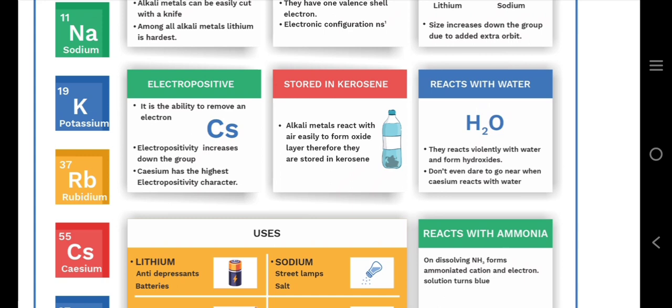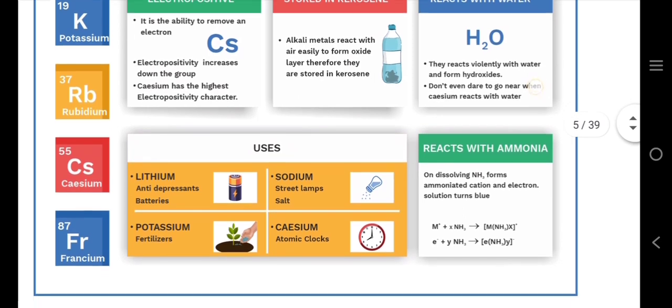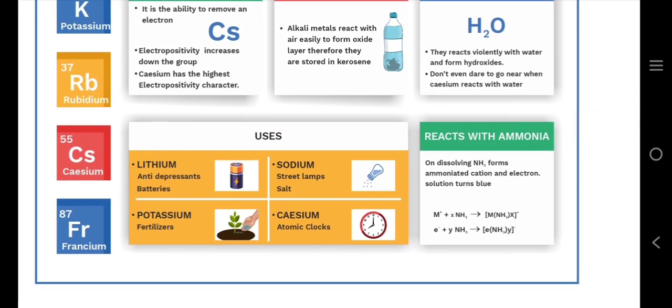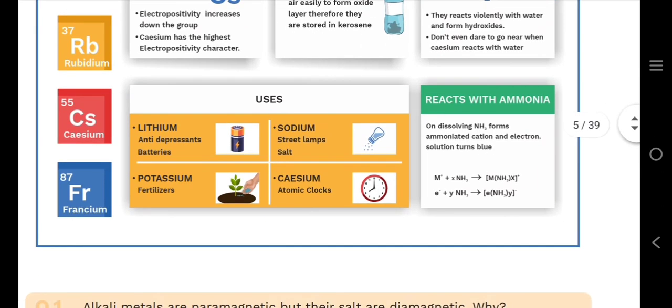Don't even dare to go near when cesium reacts with water. Reaction with ammonia. On dissolving in NH3, they form ammoniated cation and electron, and the solution turns blue as shown in the given reaction. Uses. Lithium is used in antidepressants and batteries. Sodium is used in street lamp salts. Potassium is used as fertilizers and cesium is used in atomic clocks.